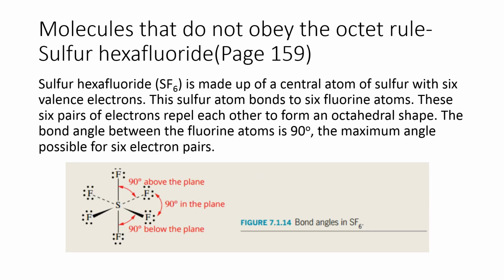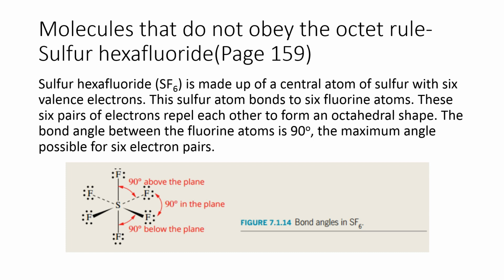Alright, this is the last example that we have for molecules that do not obey the octet rule. It's sulfur hexafluoride, SF6. You have 1 sulfur, you have 6 fluorine atoms, and it's made up of a central atom of sulfur with 6 valence electrons. This sulfur atom bonds to 6 fluorine atoms. If you do your calculation here, sulfur is in group 16 and has 6 valence electrons. Technically speaking, for it to fulfill the octet rule, it just needs 2 more. But in this case, that's not the case.